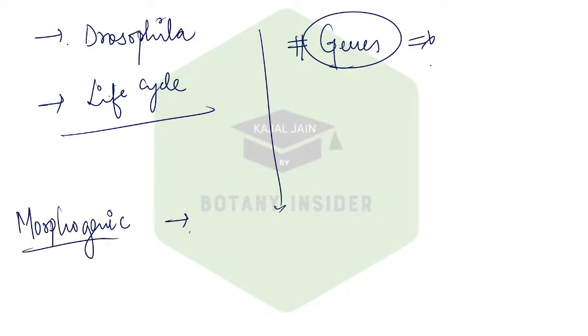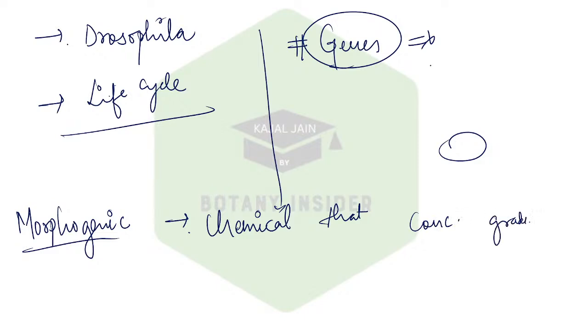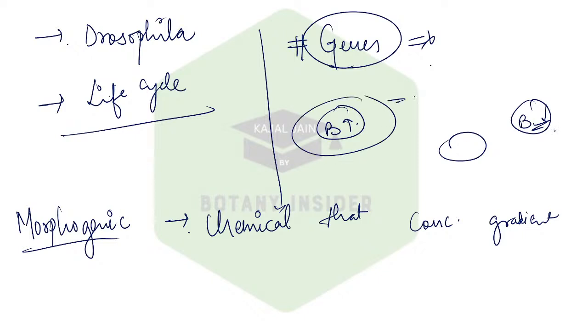Morphogenic gradient, or morphogens, are those chemicals that work based upon the concentration gradient. If there's a higher concentration of bicoid over here, and a lesser concentration of bicoid on the other side, bicoid will be working more, or showcasing more expression, in the area where there is a higher concentration of the gene present. So this is what morphogenic gradients are.